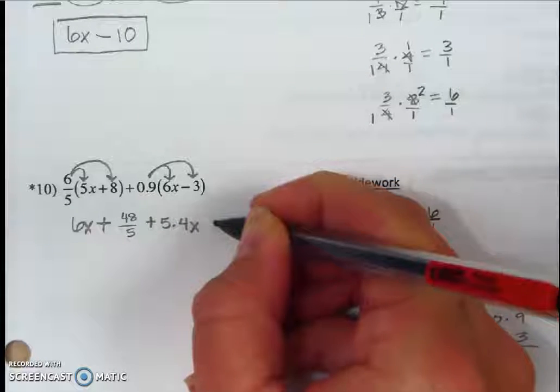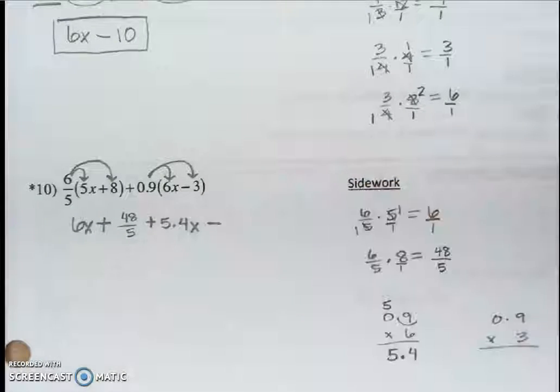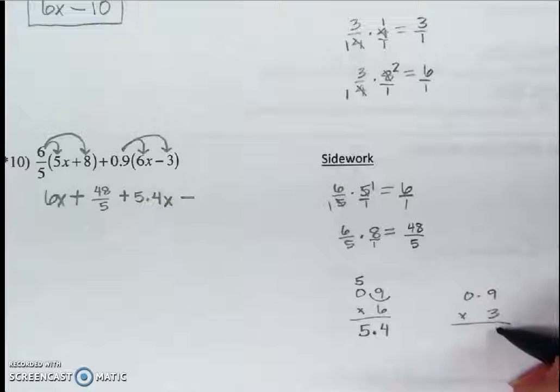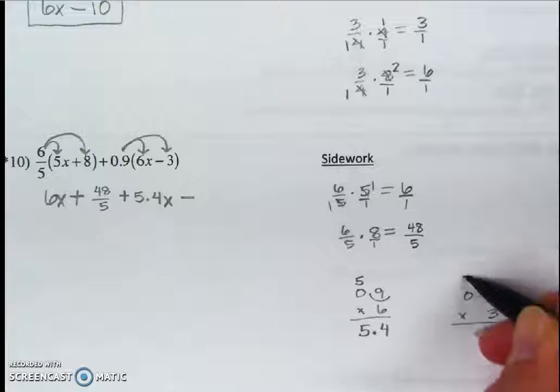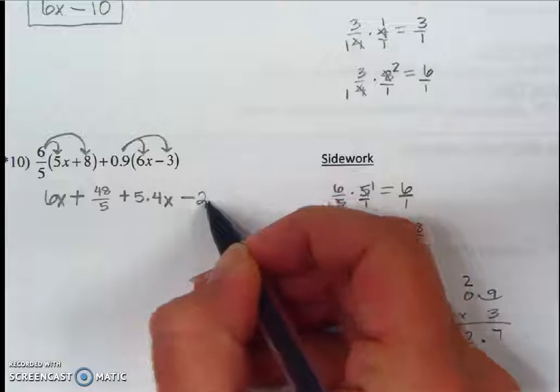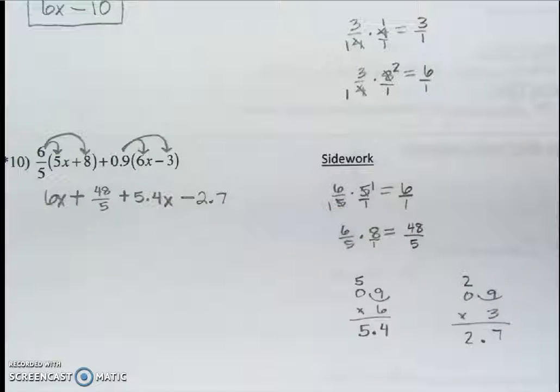Last distribution, 0.9 is going to go to a -3. And so I know my answer here is going to be a negative, so I'll write the sign first. And then 0.9 times 3 is going to give us, well, 9 times 3 is 27, and that's a 2. And we have one swoosh. So right here I would have a -2.7.